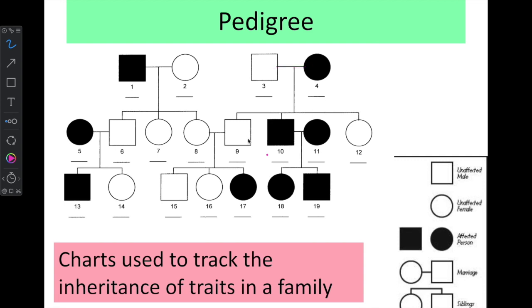9 and 10 are not married, because there's no direct line that connects them. Instead, they are siblings. They have that overhead line, the line that goes over the two of them. That means they're siblings. So 10 and 11 are married, 8 and 9 are siblings, and they're the children of 10 and 11 because you can see that vertical line connects them. Hopefully some of this is familiar.